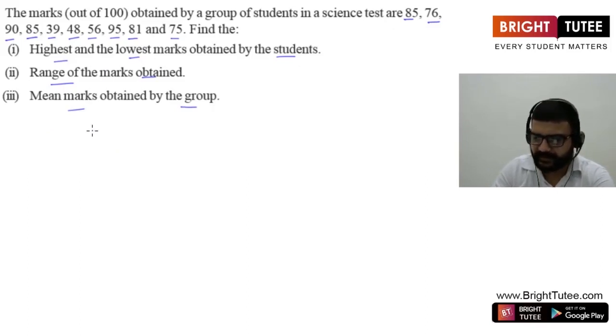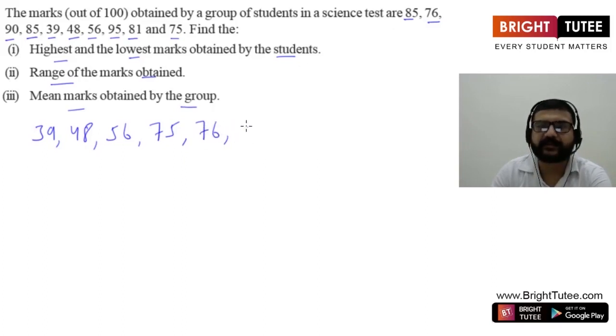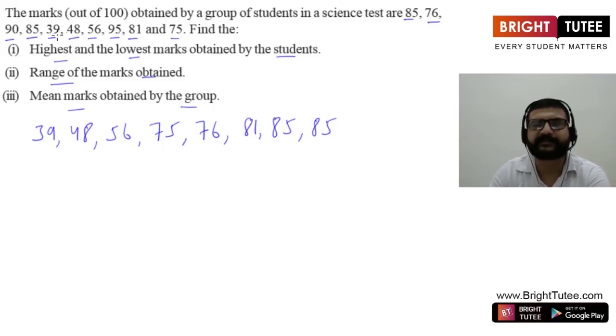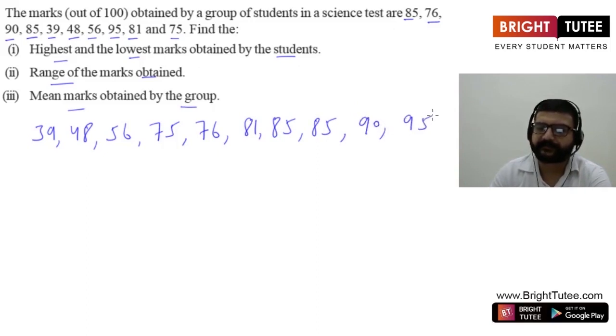For that, first we will write the minimum marks, that will be 39, and then 48, and then 56. After that we will have 75, and then 76, and then we will have 81, and then 85. It will come two times, as it is appearing two times in the given data. And after 85 we will have 90, and then finally 95. So this is the organized data. We have written all the marks in ascending order.